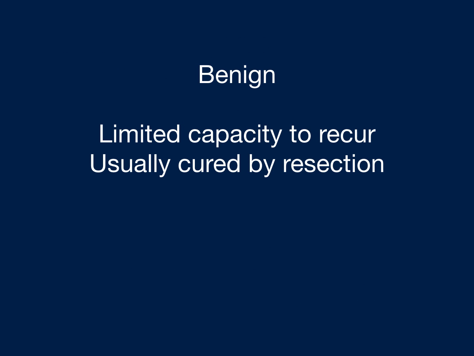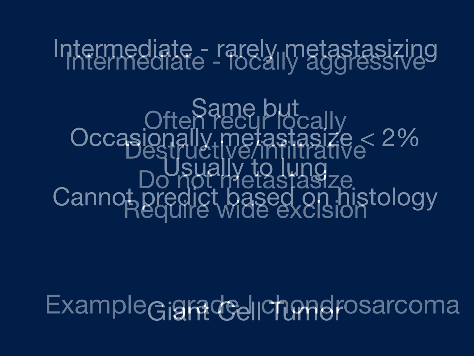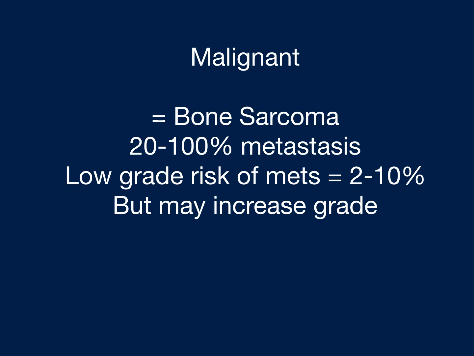The benign category has limited capacity to recur, and these are usually cured by resection. The intermediate locally aggressive category often recurs locally. They're destructive and infiltrative. They do not metastasize, but they do require a wide excision. An example would be grade 1 chondrosarcoma. The intermediate rarely metastasizing lesions are similar, but occasionally can metastasize, usually to the lung, and this can't be predicted by histology. An example would be giant cell tumor. Finally, the malignant category often results in metastatic disease, depending on grade.